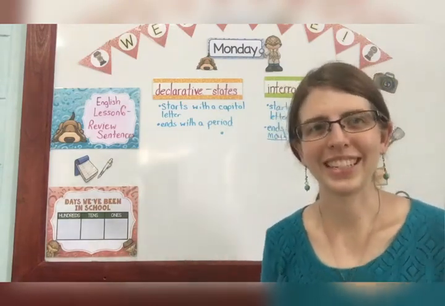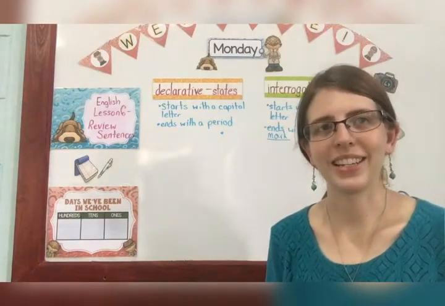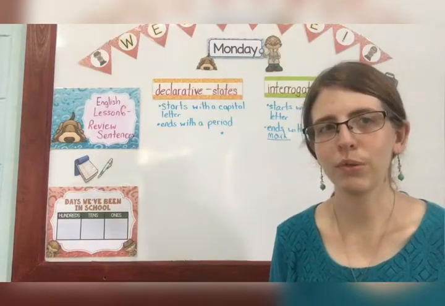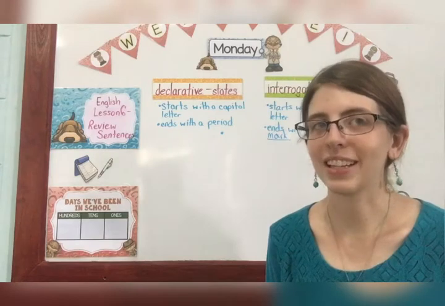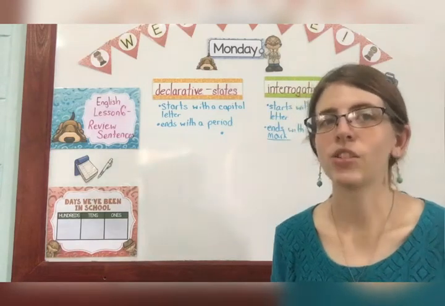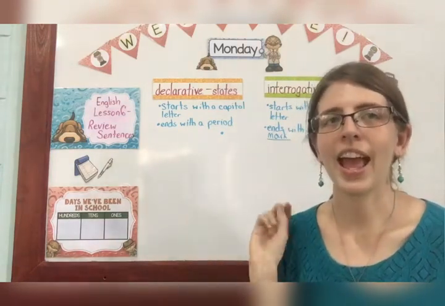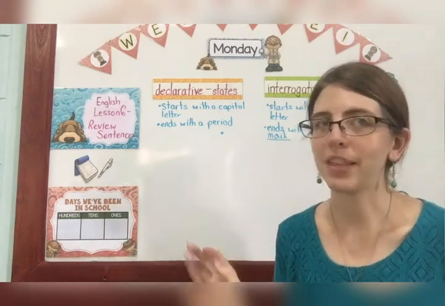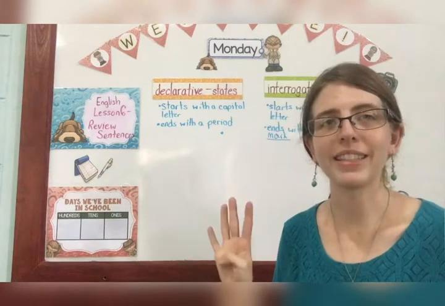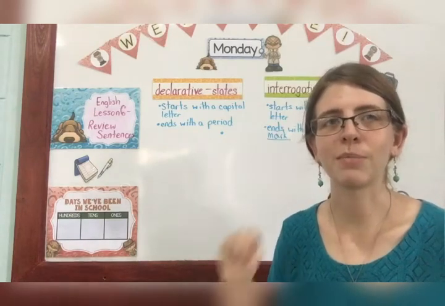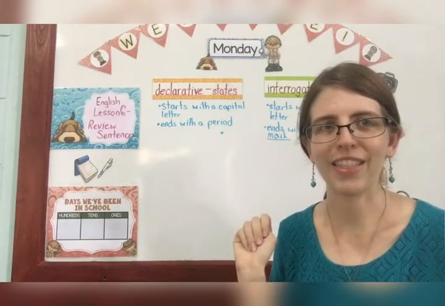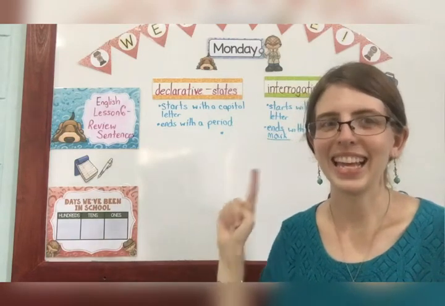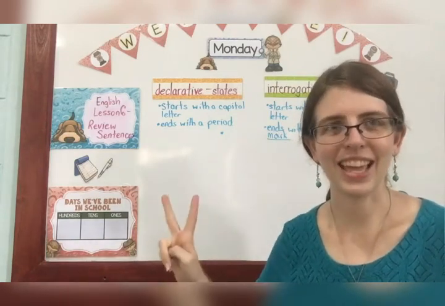Let's review our sentences. Remember, a sentence is any group of words that expresses a complete thought. It starts with a capital letter and has an ending punctuation, usually a period, sometimes something else. There are 4 basic types of sentences, and we've talked about 2 of them. What are they? Interrogative and declarative. Very good.